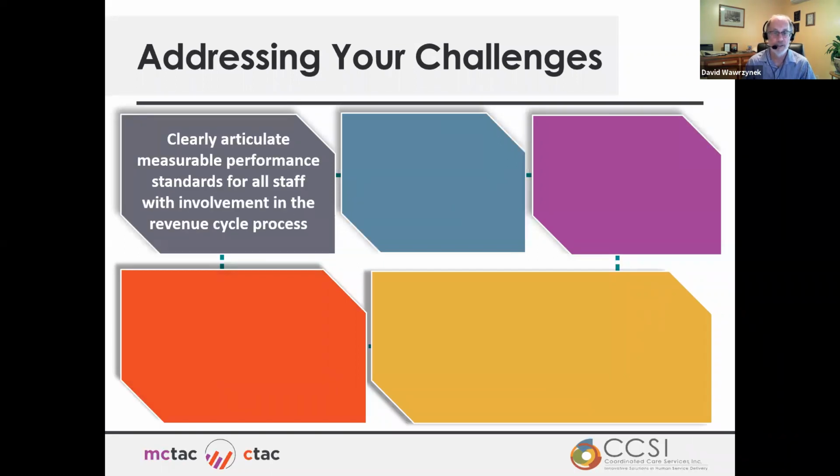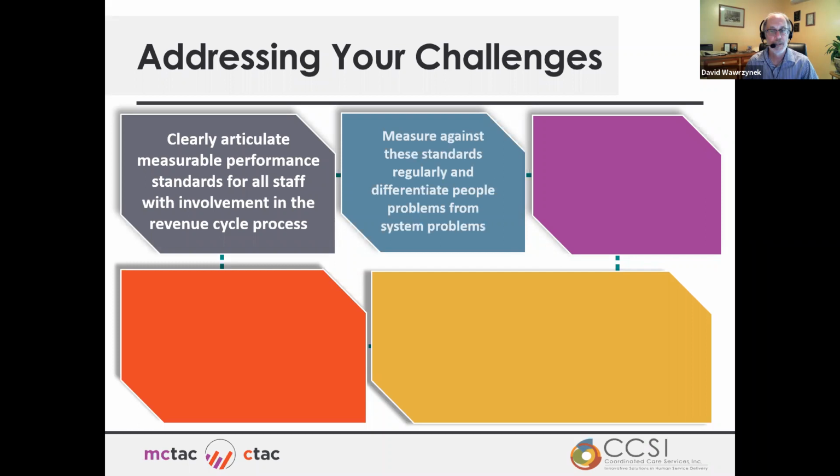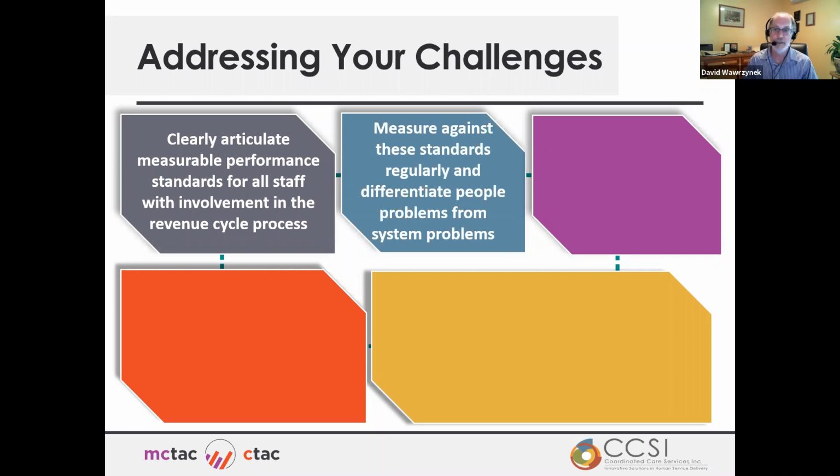So how do we address some of these challenges? Well, clearly, articulating measurable performance standards for all staff. So one of the things, as I just said, is that I would consider taking a look at job descriptions. And if you took a job description and you said, okay, what are the 5 most important things that we need this person to do in their involvement in revenue cycle management, and make them measurable and then evaluate them. You bake it into your job description, you have a measurable standard, you evaluate individuals on a regular basis, your workflows will be efficient. And measure against these standards regularly, differentiate people problem from systems problem.